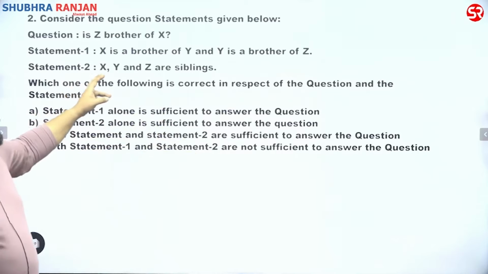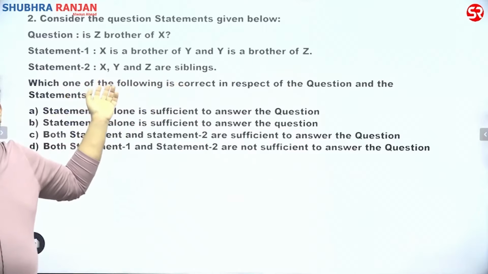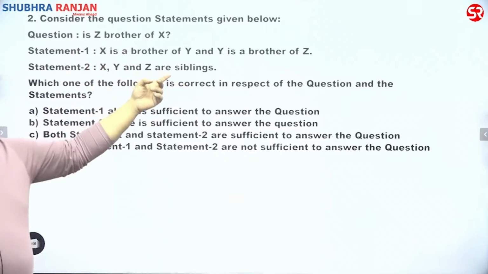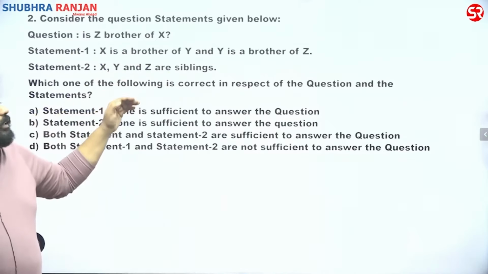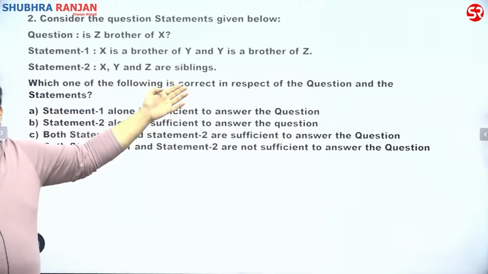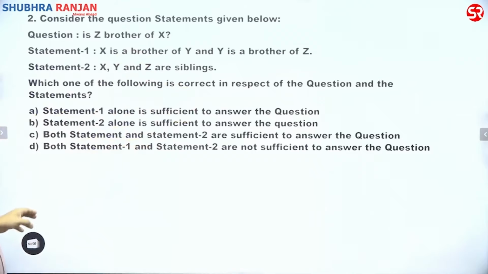Agar tum sirf second statement dekhte ho, X, Y, and Z are siblings, doesn't mean that Z is the brother of X. Z can be a sister of X also. And combining them together also, we don't know whether Z is a male or a female. So I think answer is again 4.